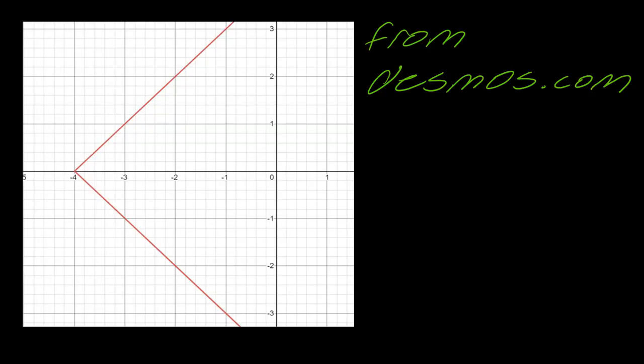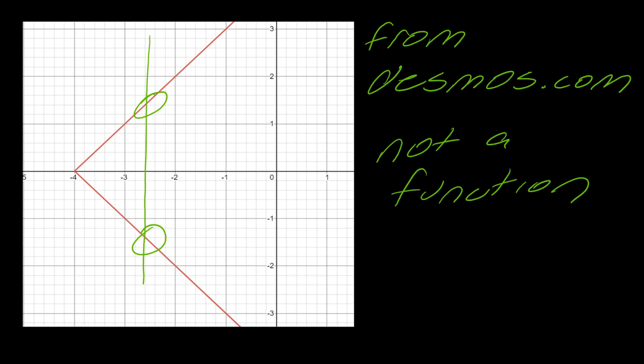Okay, so here's that classic graph. What I'm going to do is draw a vertical line, and so you can see, boom, boom. This vertical line intersects the graph twice, therefore it's not a function. The second that happens, it's not a function. However, it is still a relation, so we can totally still find the domain and range. So let's find the domain and range, and we're going to use interval notation for this.